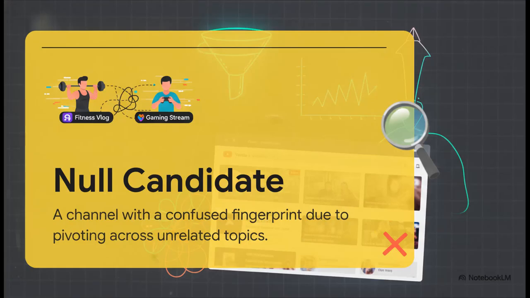And guys, this is exactly why niche clarity is so absolutely crucial. If you're constantly shifting topics, kind of like Ryan Trahan did super early in his career, you become what Google engineers call a null candidate. Now, you don't actively get penalized, but you basically turn invisible. The system simply cannot build a reliable fingerprint for who your viewers actually are.